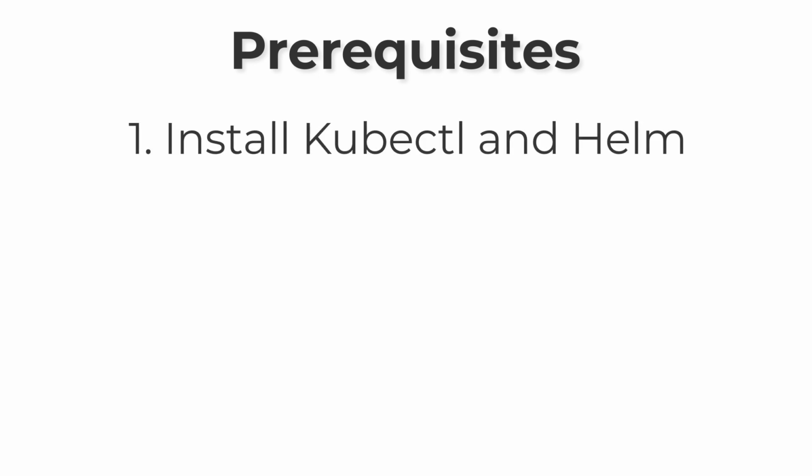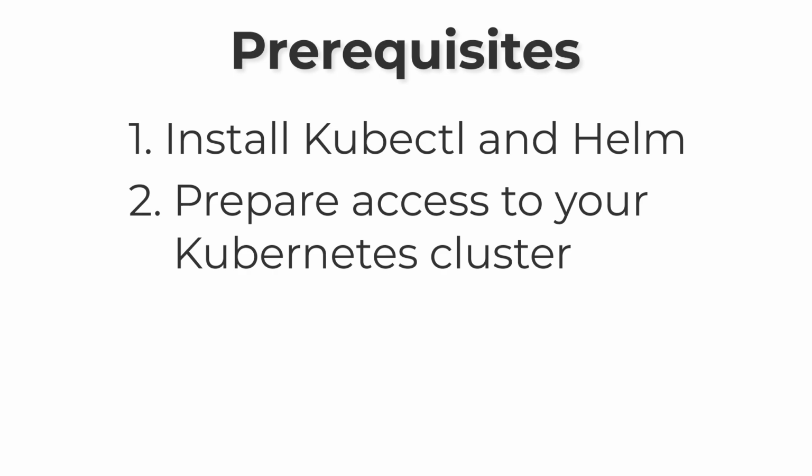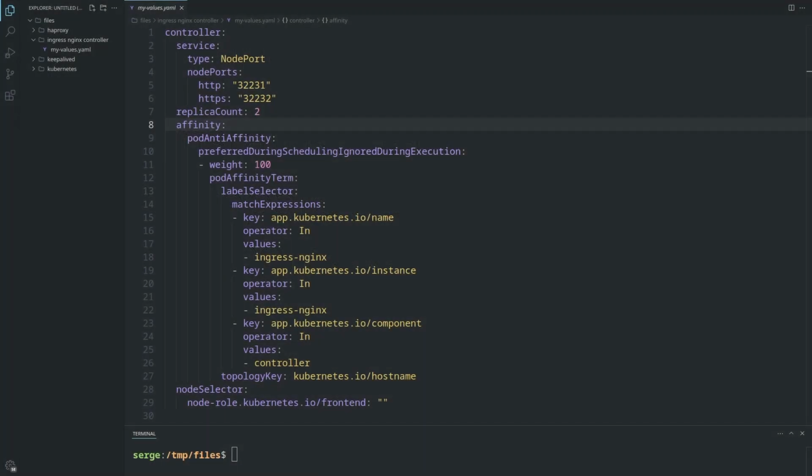To complete the configuration, you need to fulfill the following requirements. Install kubectl and Helm. Prepare access to your Kubernetes cluster. How to install your on-premise Kubernetes cluster you can watch in my video. By the way, in the video I use Ubuntu. Let's start our journey by installing the Ingress Nginx Controller.